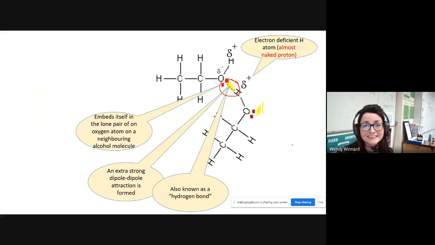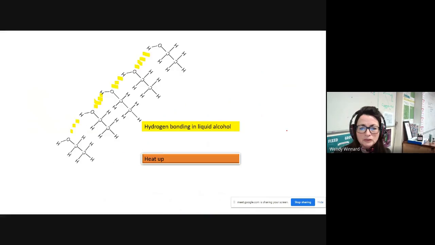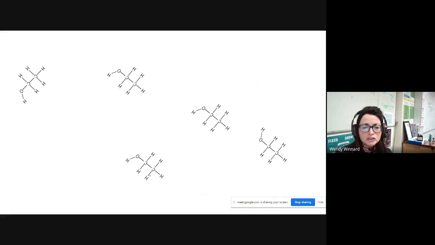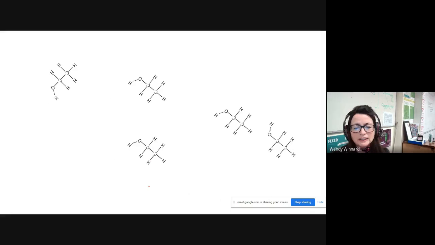Now, if in an exam you're asked to describe a hydrogen bond, you must draw a picture. As well as using the words, you can label your diagram, and that is the best way of describing hydrogen bonds. So in liquid alcohol or ethanol, you've got these extra strong dipole-dipole attractions, and when you heat up the ethanol to 77 degrees, then they turn into a gas.